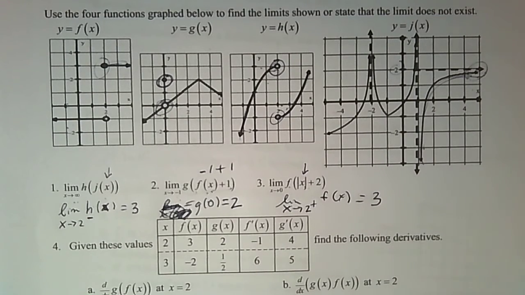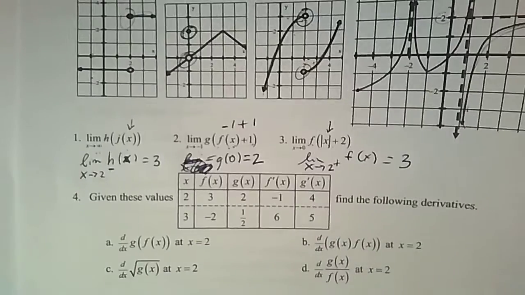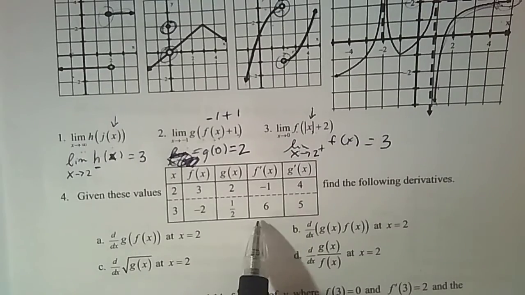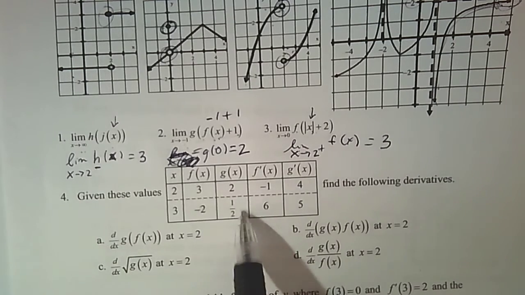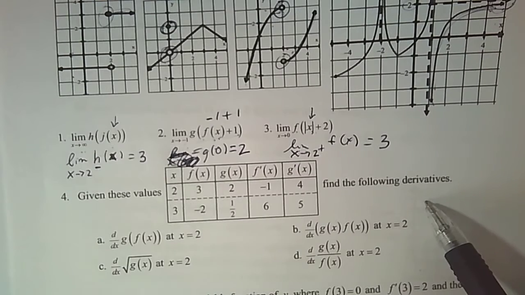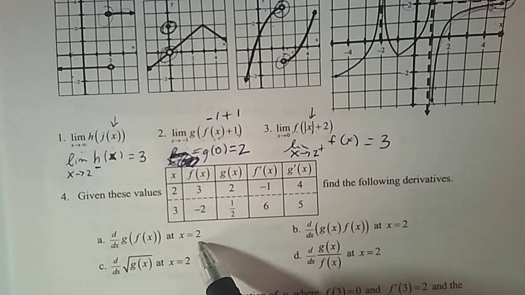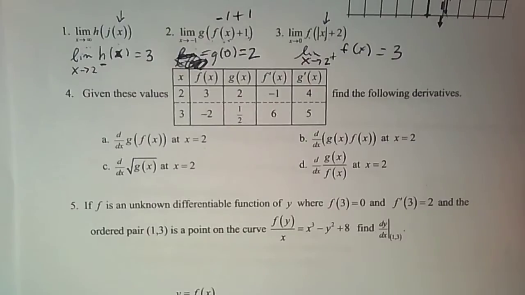Some tricky limit questions, people, to try to fight your brain through. Here's number 4. For number 4, you're given these values, the x values, the function values, and the derivatives, and then find the following. Here it's g of f of x at x equals 2. If I'm going to take the derivative of this, there's a rule that I need to follow first of all. So I am going to do this on a separate piece of paper.